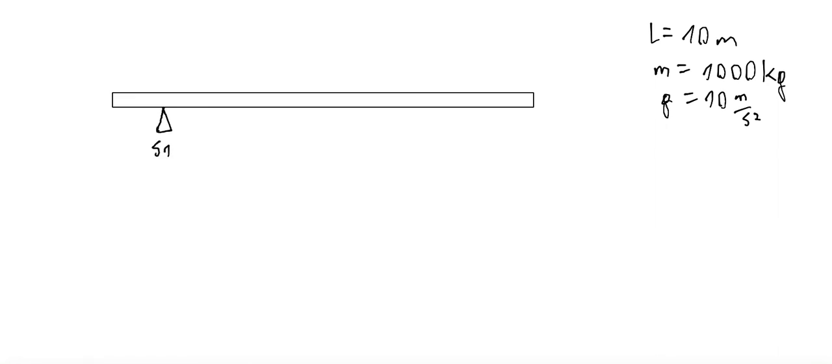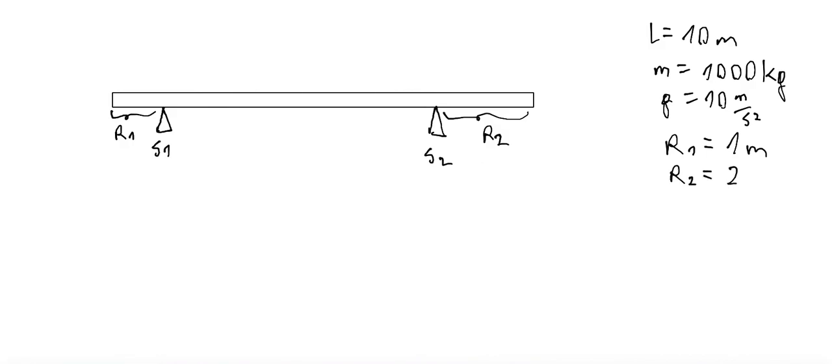Support S1 is at a distance of R1, which is 1 meter, and support 2 is at a distance of R2, and let's take R2 as 2 meters. R2 is measured from the right end of this rod. The question is, what is the force created by support 1, so F S1, and by support 2?